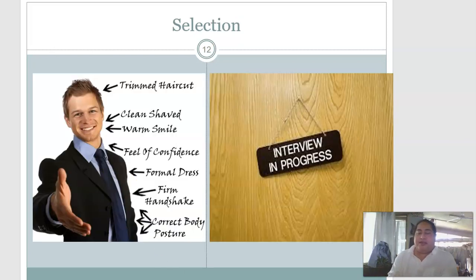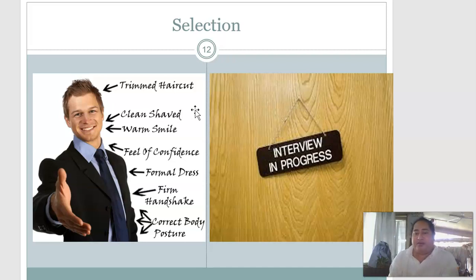Okay. Then once the recruitment process is done, you do the selection process where the interview takes place. The selection process is where you choose the best person for the job. All right, and you can see in this picture how well groomed the person that's been selected is. You have to have a very positive look, very clean shave, the haircut.